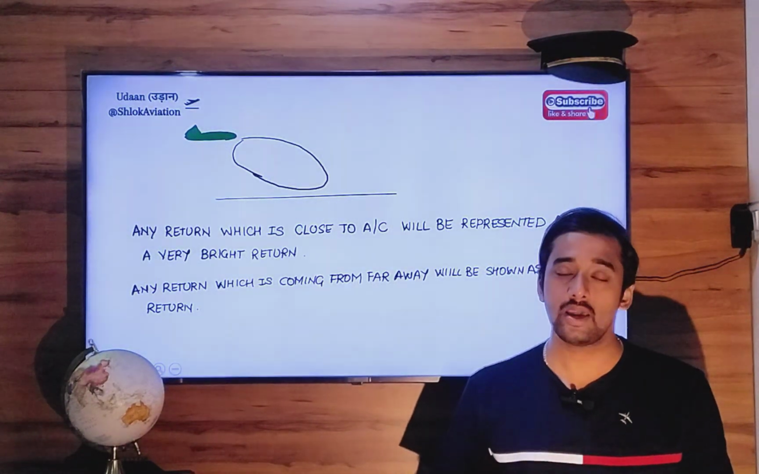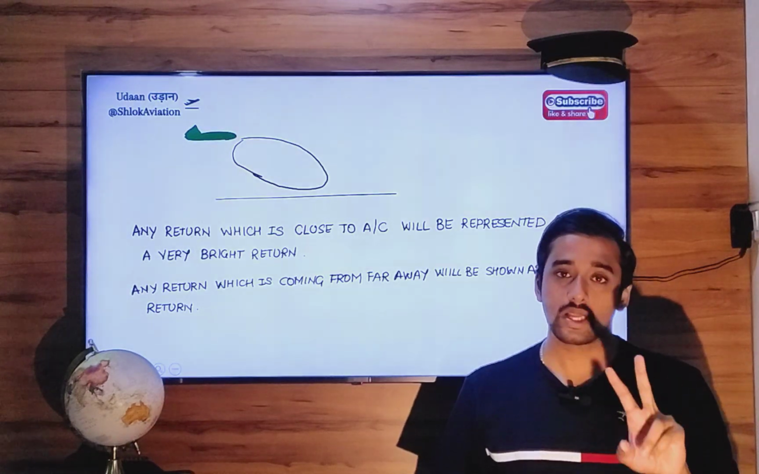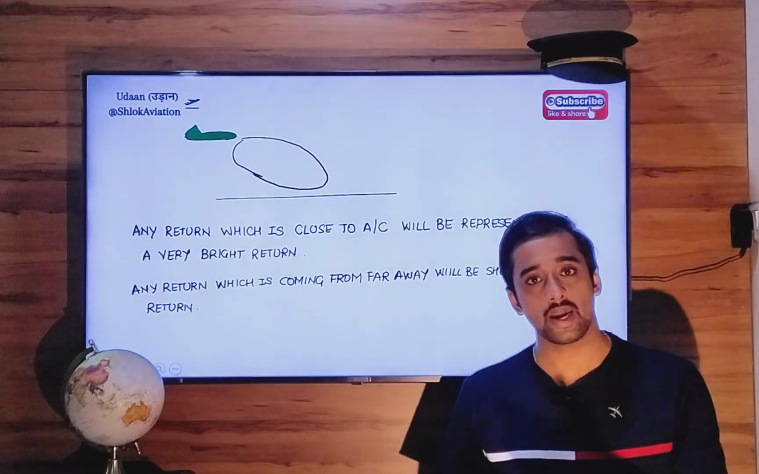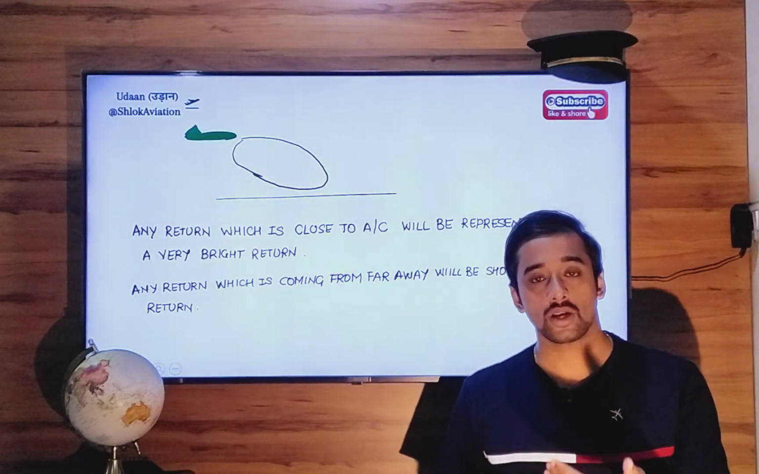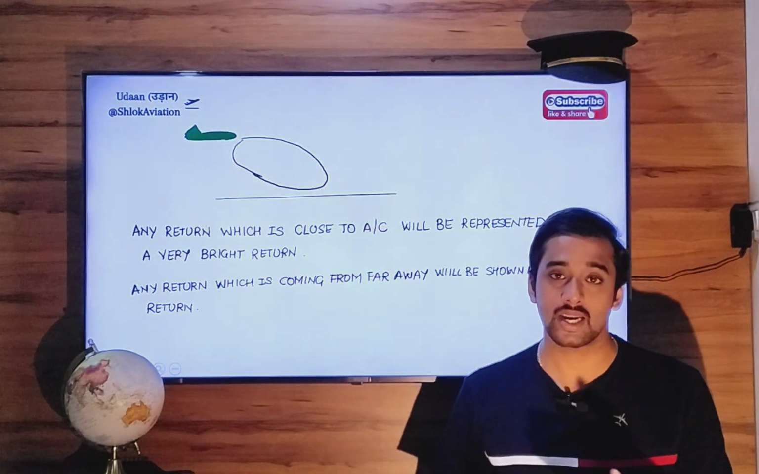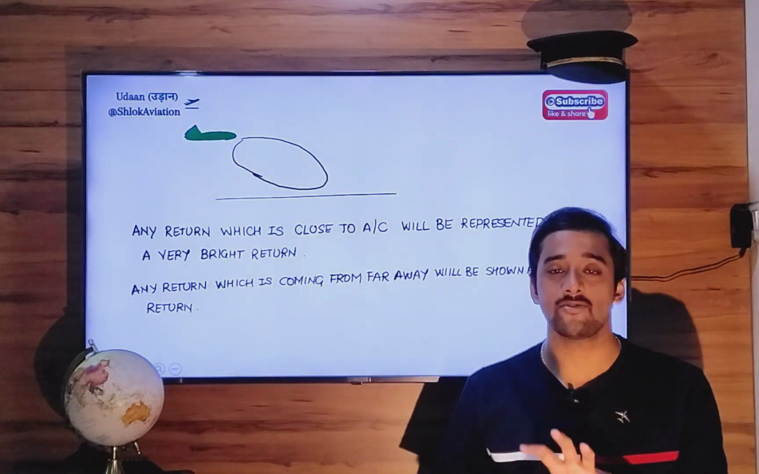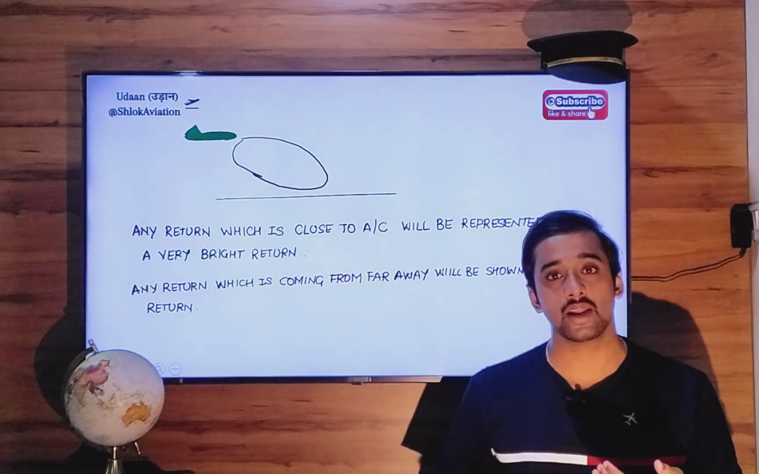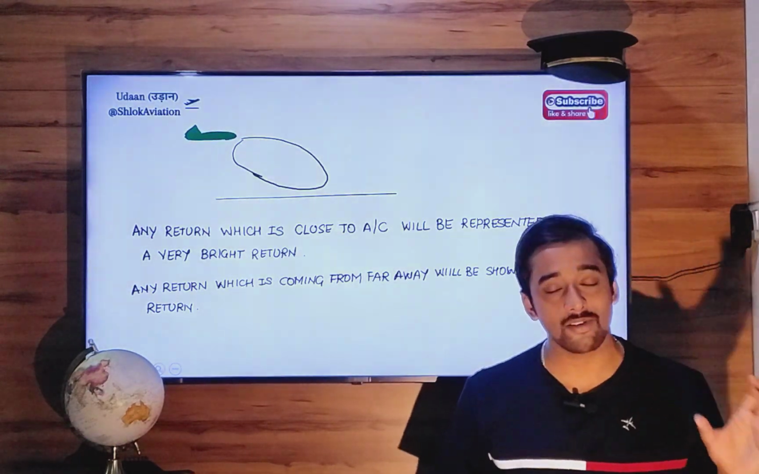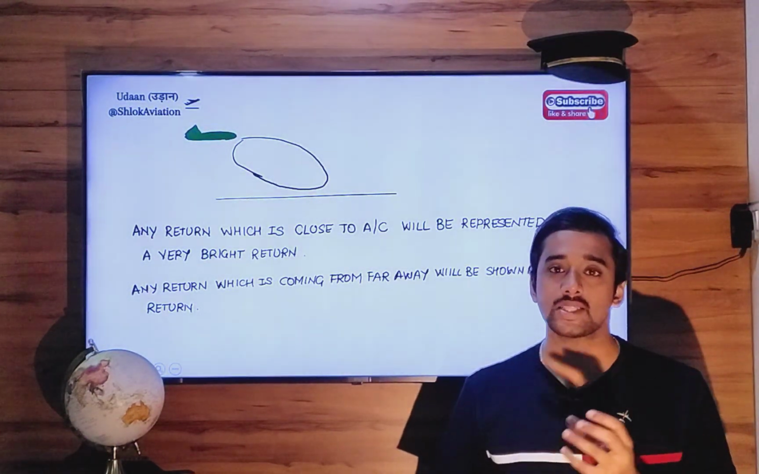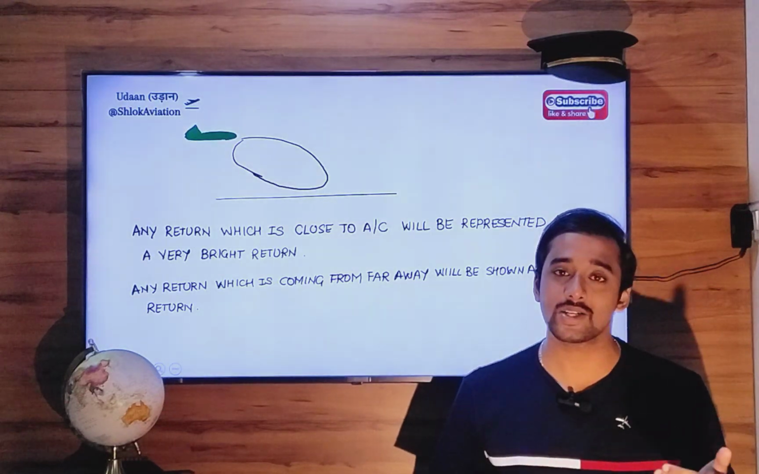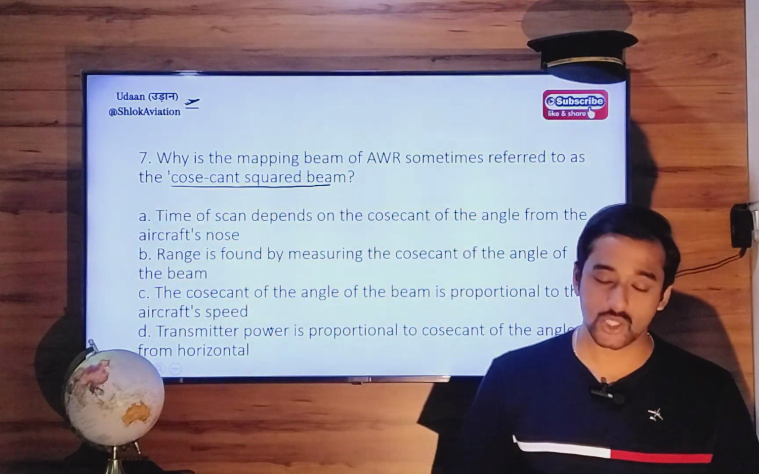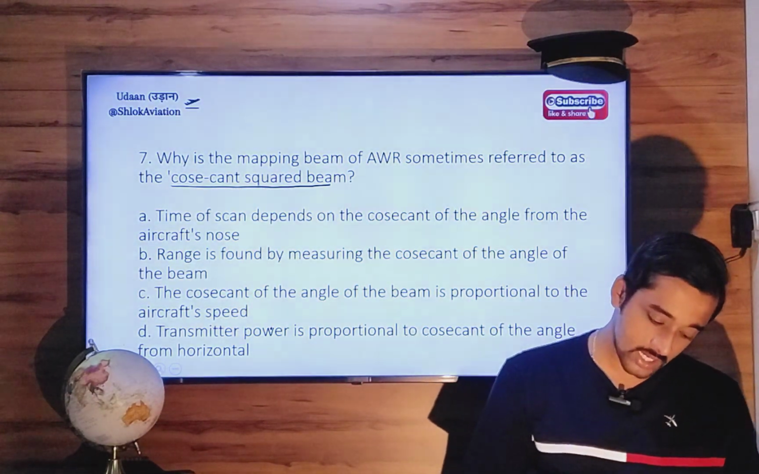So there will be equal representation. Whether the target is close to the aircraft or far away, it will be represented on the airborne weather radar screen depending on its severity, whether that target is safe or dangerous. So that is the use of the cosecant squared beam. So the correct option is delta.